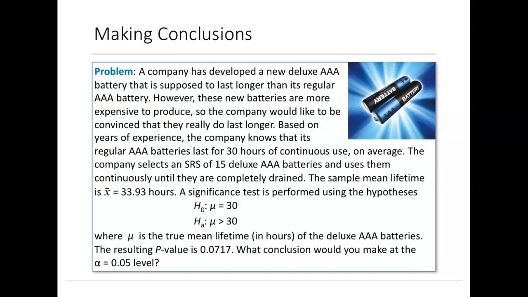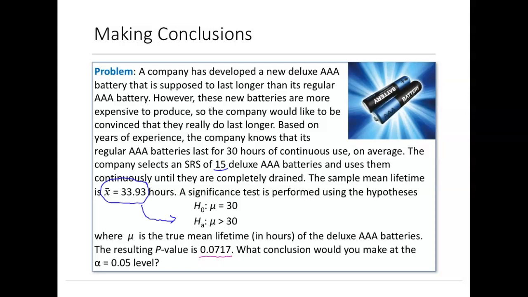All right. So let's just practice drawing conclusions from a significance test. So here we're testing batteries, and what we want to do is figure out what the true mean value of battery life is. So we took a simple random sample of 15 AAA batteries and used them continuously until they were completely drained, and the sample mean lifetime, our X bar, is 33.93 hours. And then we run a significance test using the null hypothesis that the mean is 30 and the alternative that the mean is greater than 30, right? Which our sample does seem to support. Our sample mean was larger than 30. So we run that test and we get a p-value of 0.0717. What conclusion would we make at the 0.05 level?